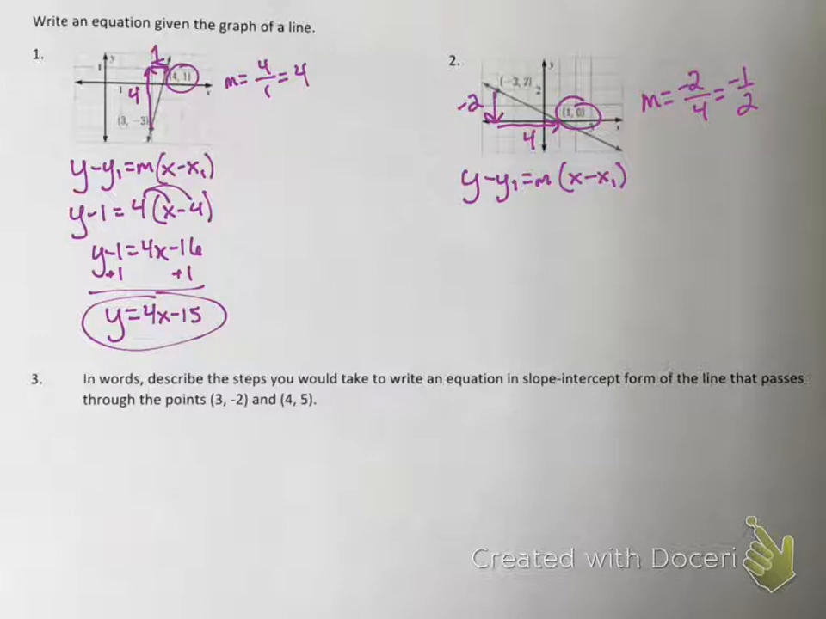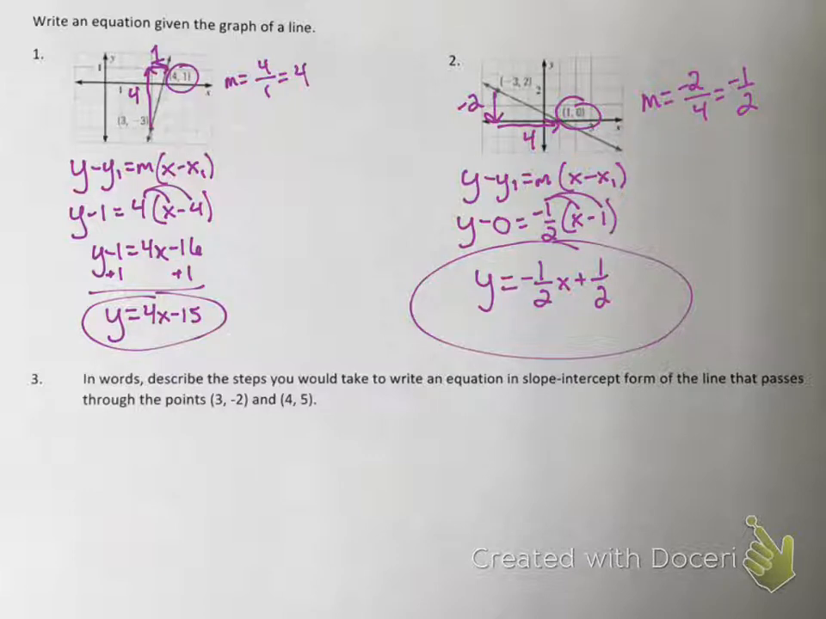So we go plug in what we know. The y1 from the point would be 0. The m is negative 1/2. The x1 is 1 from the ordered pair. We distribute. Keep in mind, y minus 0 just becomes y, because subtracting by 0 doesn't do us any good. When I distribute, I get negative 1/2 x plus 1/2. And that's my equation in slope-intercept form.